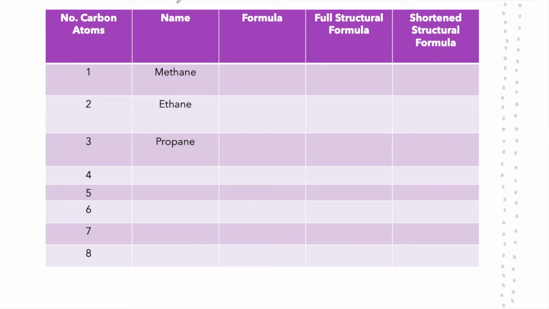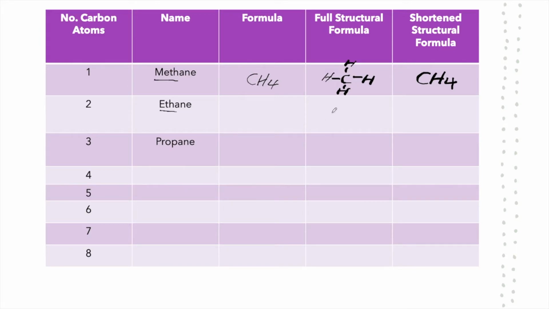So remember our prefixes. 1 carbon atom means meth. ANE means it's an alkane. So it only has 1 carbon atom. That carbon atom can form 4 bonds, and it is bonded to 4 hydrogen atoms.